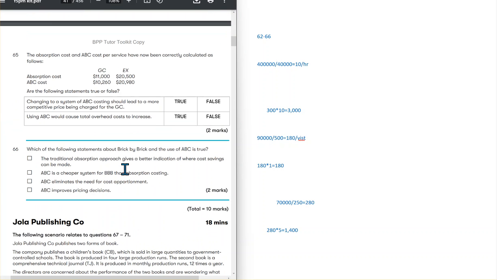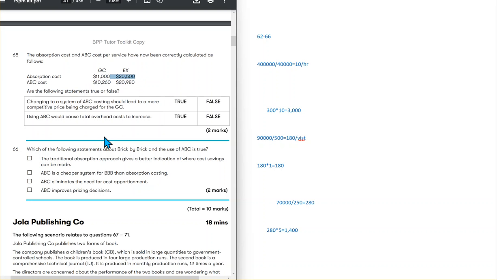The absorption cost and ABC cost per service have not been correctly calculated as follows. They said, let's assume these are the cost using absorption and using ABC. Are the following statements true or false? You can see this one is lower according to ABC, and this one is lower according to absorption costing.